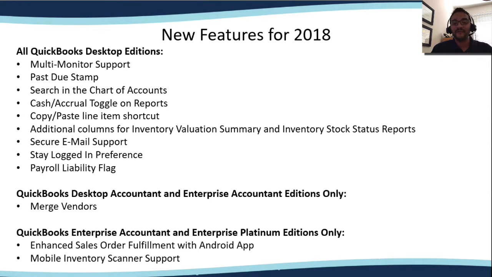And then we'll have for the Enterprise Accountant and Enterprise Platinum editions, which is the reason why I spent some time explaining the different editions, 2 new features: enhanced sales order fulfillment with an Android app and mobile scanning support. Now, mobile scanning means via Wi-Fi. So we'll discuss that. I'm going to turn on the webcam and show you what that device looks like when we get to that point.